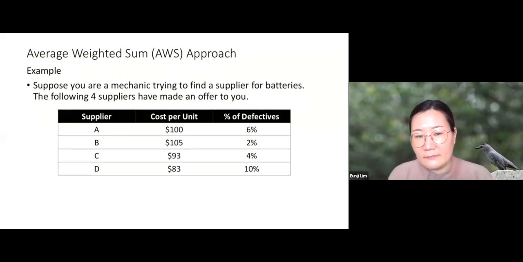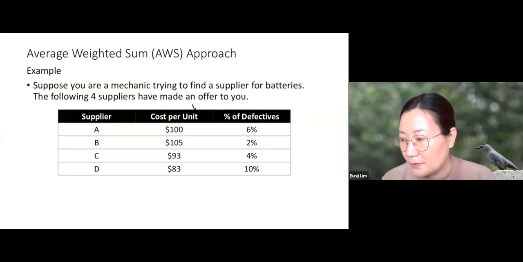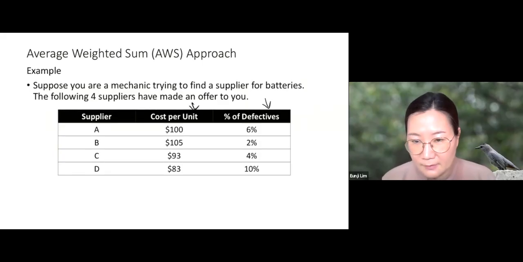So let's start with the average weighted sum approach. I want to start with an example. Suppose you are a mechanic trying to find a supplier for your batteries. The following four suppliers have made an offer to you. You have two performance criteria: the cost per unit and the percentage of defectives. Supplier A charges $100 per battery, his shipment usually contains 6% defective items.